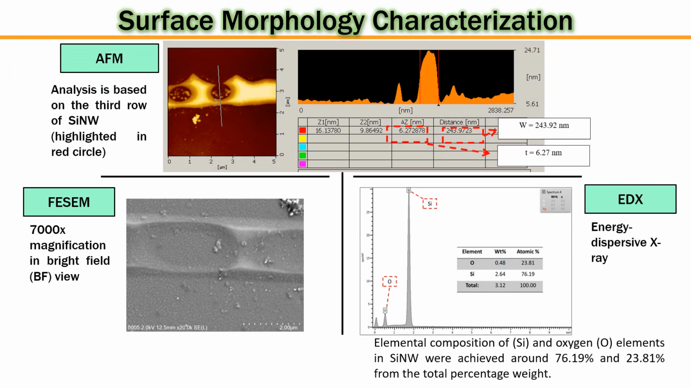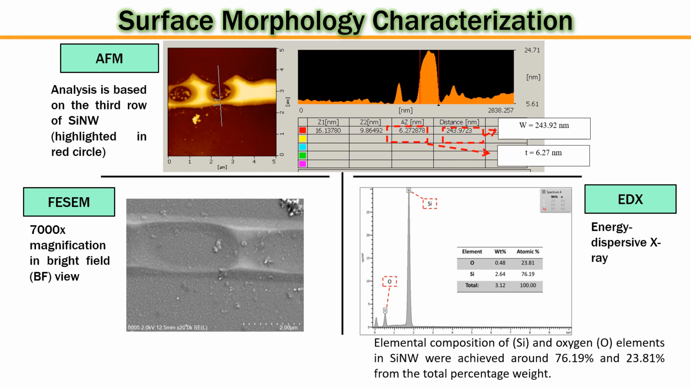Next, we can see here the 3D profile of the silicon nanowire, and its surface topography was obtained from the atomic force microscope, AFM. And then the field emission scanning electron microscope, FESEM, was employed to characterize the diameter and shape of the fabricated devices, and then the elemental content and purity of the material was validated by using energy dispersive X-ray, EDX.